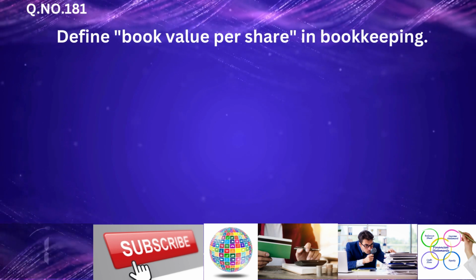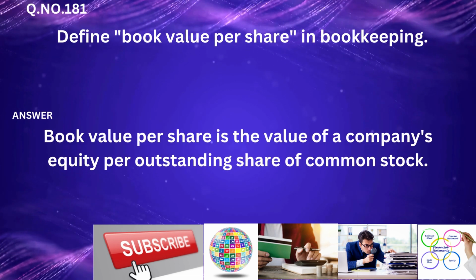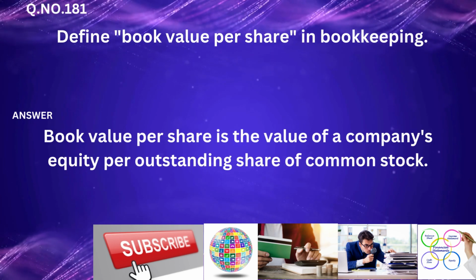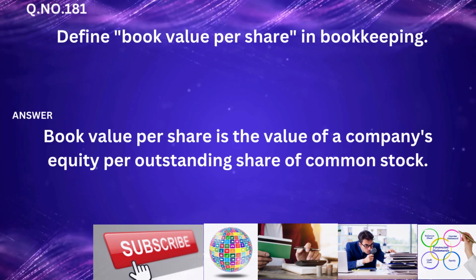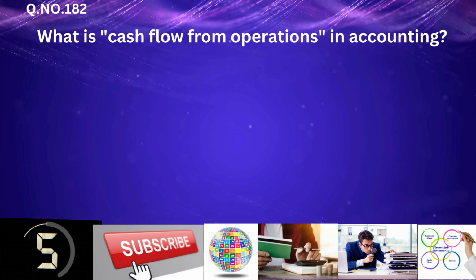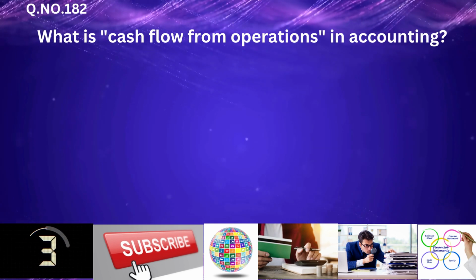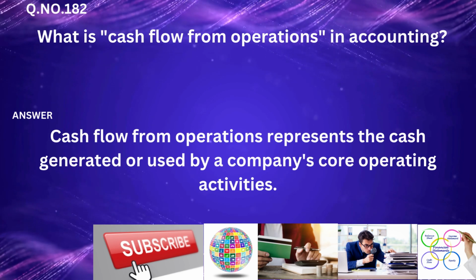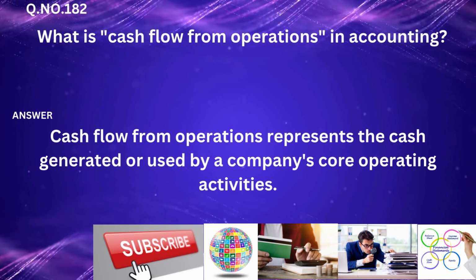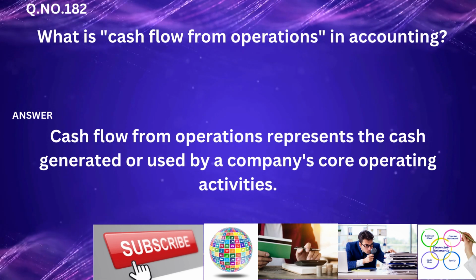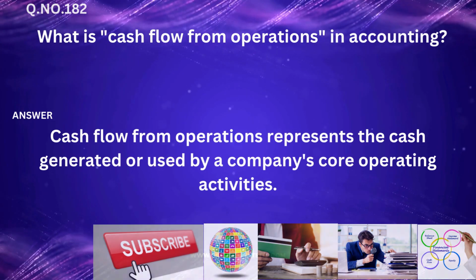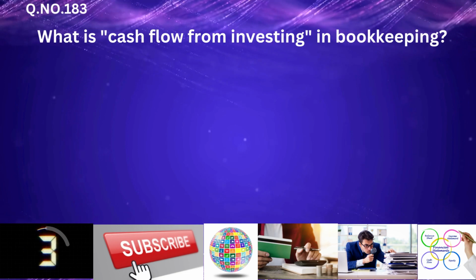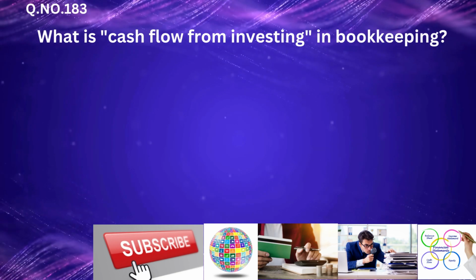Question 184. Explain cash flow from financing in accounting. Answer: cash flow from financing captures cash transactions related to raising or repaying capital, such as loans or issuing shares. Question 185. What is the indirect method for preparing the statement of cash flows? Answer: the indirect method starts with net income and adjusts it for non-cash items to calculate the net cash provided by operating activities.